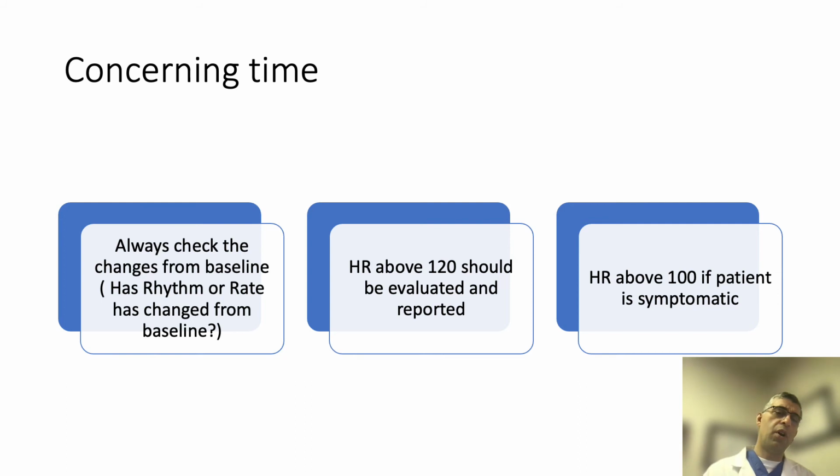And any time the heart rate is above 120 it should be reported. That's something that we need to know. But what about 100, like somebody has 102, 100, should I report that? Probably not. You can just address it to the next shift. But if the patient is symptomatic, chest pain, dizziness, volume depletion, and many other symptoms, then yes, you need to report it quickly.